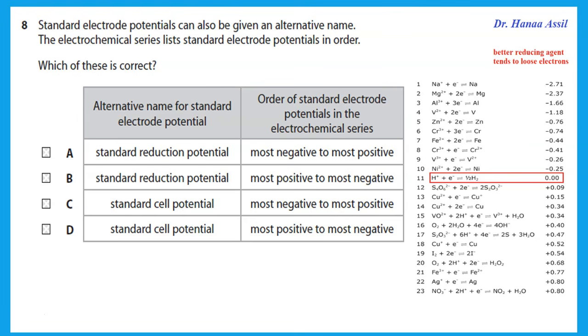And for the order of the standard electrode potentials in the electrochemical series, remember that the ones on top are the ones that have a negative reduction potential. These are the ones that are better reducing agents, more likely to lose than to gain electrons. And the ones down are the ones that are more easily reduced and tend to gain electrons. So this is a list of the standard reduction potentials, and the order is from most negative to most positive.